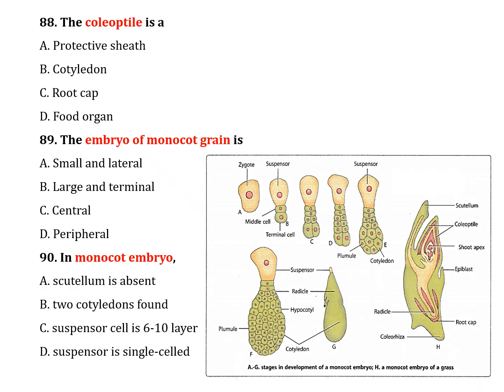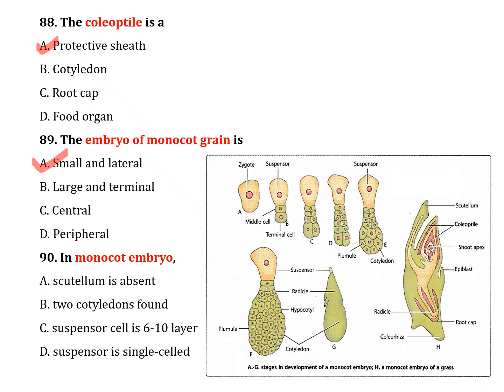The next question, number 88. The coleoptile is a: option A, protective sheath; option B, cotyledon; option C, root cap; option D, food organ. Correct answer is option A, protective sheath, which protects the shoot apex or plumule. The next question, number 89. The embryo of monocot grain is: option A, small and lateral; option B, large and terminal; option C, central; option D, peripheral. Correct answer is option A, small and lateral.